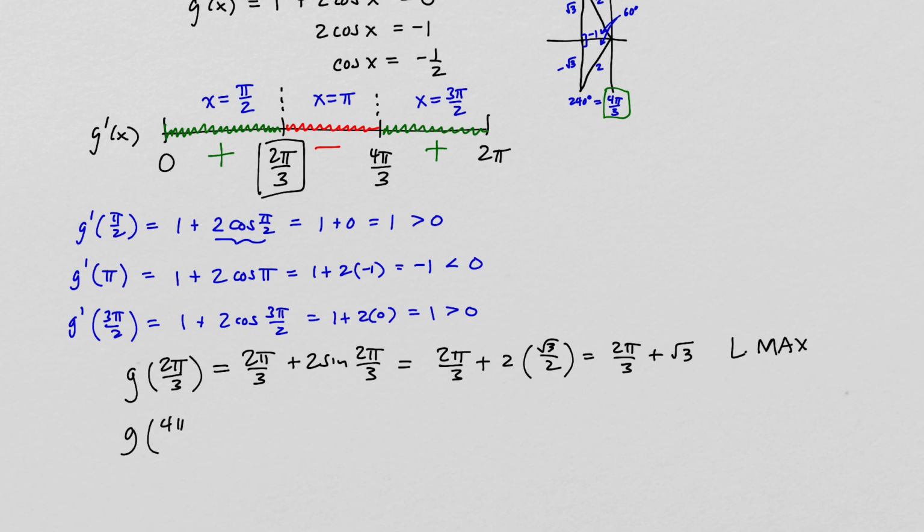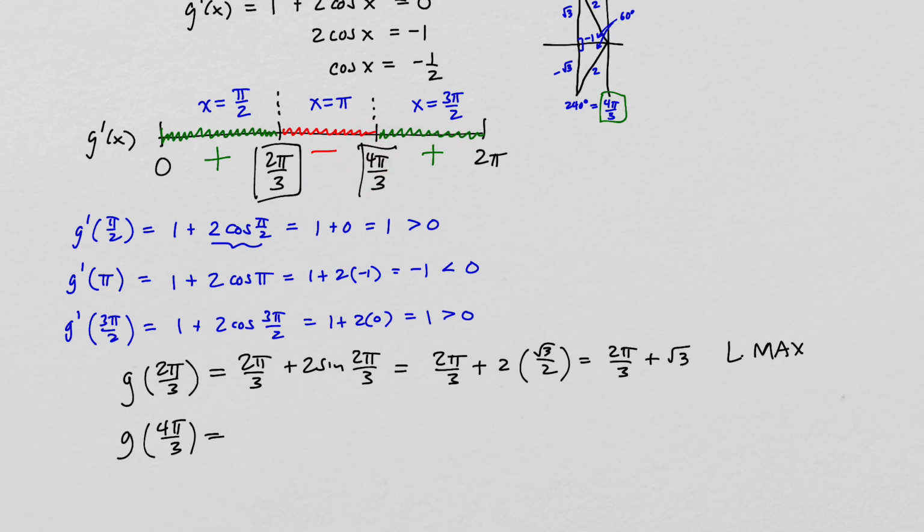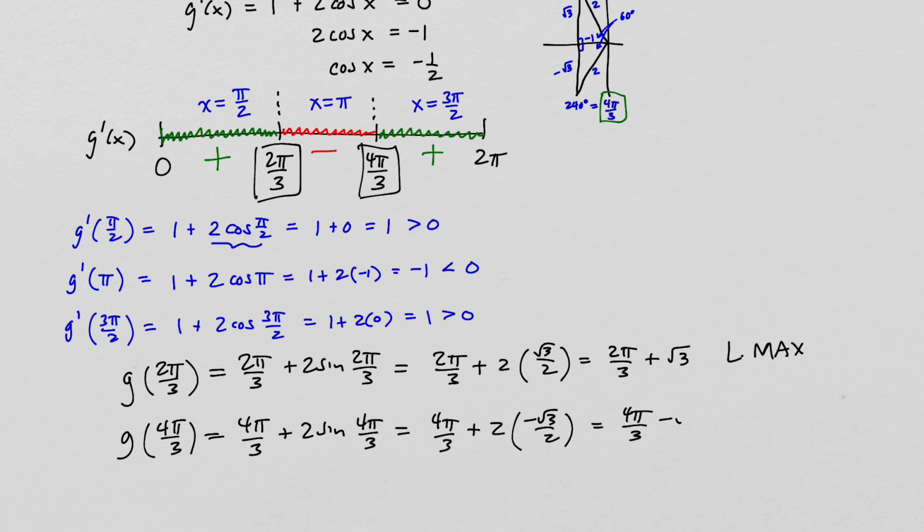And then when we plug in 4 pi over 3, this will be our local minimum because the function changes from decreasing to increasing at this value. So when we plug 4 pi over 3 into our original function, we will get this. And when we evaluate it, we get 4 pi over 3 plus 2 times negative radical 3 over 2. And this ends up being 4 pi over 3 minus radical 3. And this is our local minimum. And we'll bring in a graph just for confirmation.